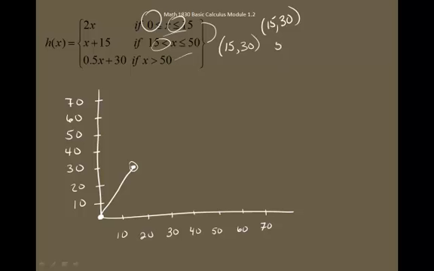If we plug 50 in and put 50 plus 15, that would give us 65, so we would get 65 out. And if we plot 50, 65, we should get somewhere in here. And notice the last function, if we plug 50 into the last function, half of 50 is 25, plus 30. So if we plug 50 in, we should get out 55. And if we plot 50 and 55, we're going to get somewhere in here. And notice that's an open dot.